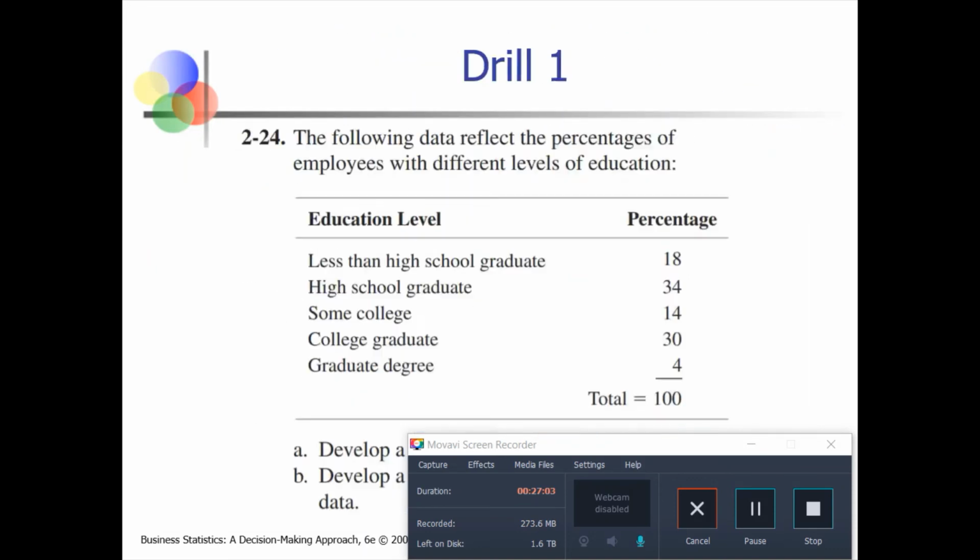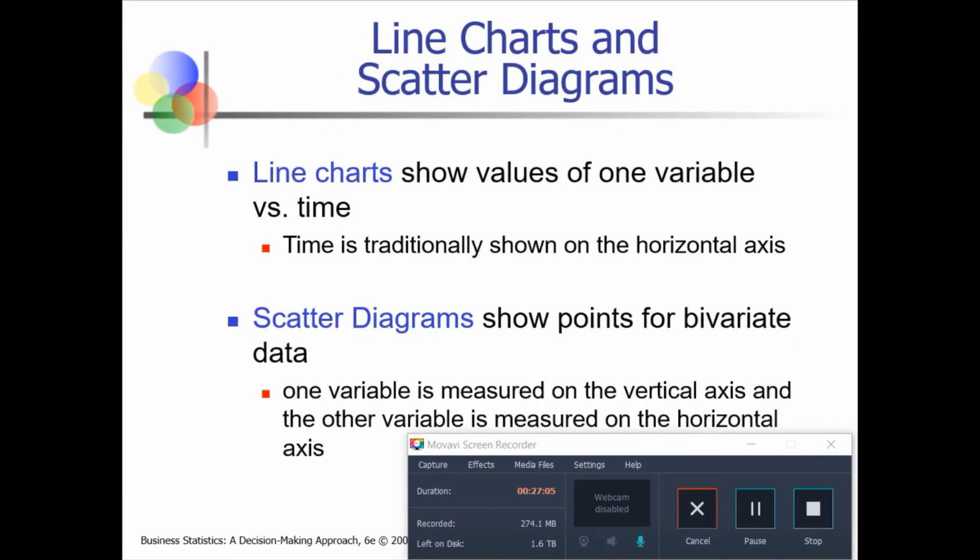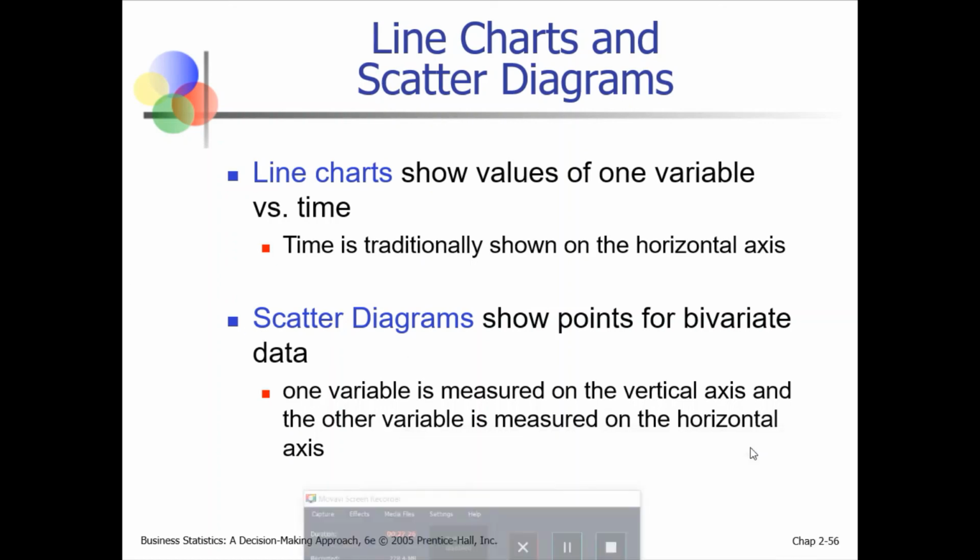Now let's proceed to the line chart and the scatter diagram. A line chart shows values of one variable versus time. Time is traditionally shown on the horizontal axis. The scatter diagram shows points of bivariate data. One variable is measured on the vertical axis and the other variable is measured on the horizontal.